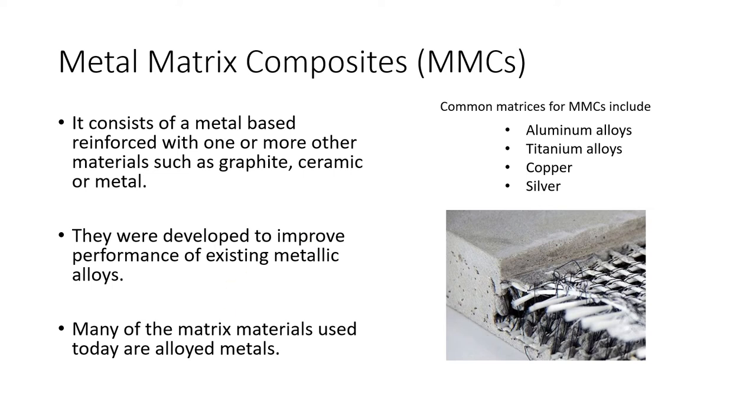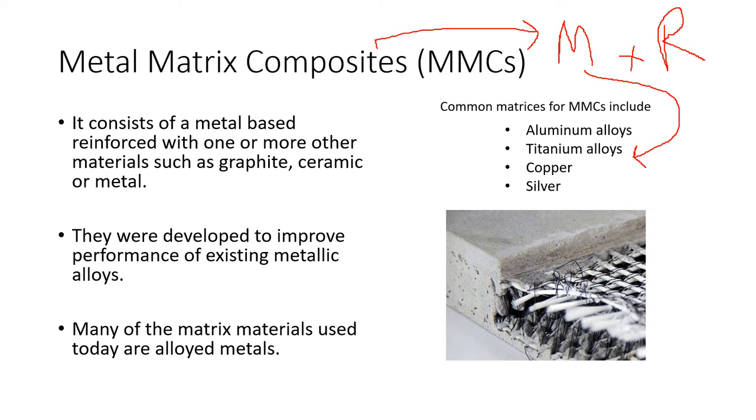So I want to write this so you don't get confused again. You have a matrix and you have a reinforcement. Okay, now this is pretty easy to remember. A composite is that: you have a matrix and you have a reinforcement. The matrix can be these, yeah? These are all metals, metals and metal alloys. The reinforcements are these: metal, graphite, ceramic. Okay? So don't get confused.